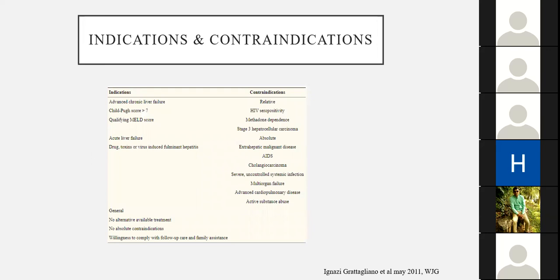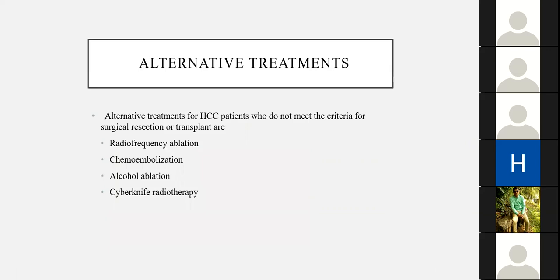The indications and contraindications of liver transplantation. The indications include advanced chronic liver disease with Child-Pugh score of more than 7 and qualifying MELD score, and acute liver failure due to drug toxins or virus-induced fulminant hepatitis. The contraindications include HIV positivity, methadone dependency, and stage 3 hepatocellular carcinoma. Absolute contraindications include extrahepatic malignant disease, cholangiocarcinoma, uncontrolled systemic infections, and multi-organ failure. The alternative treatments for hepatocellular carcinoma that do not meet the criteria for surgical resection are radiofrequency ablation, chemoembolization, alcohol ablation, and CyberKnife radiotherapy.